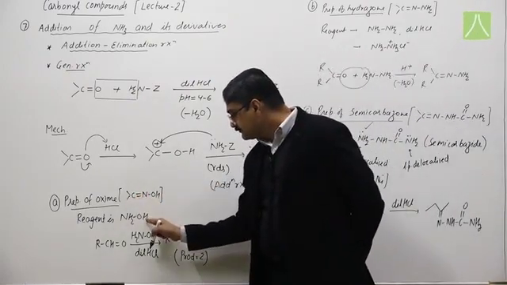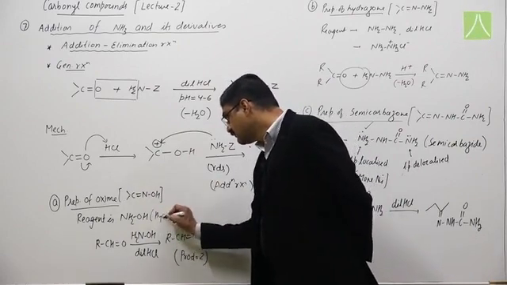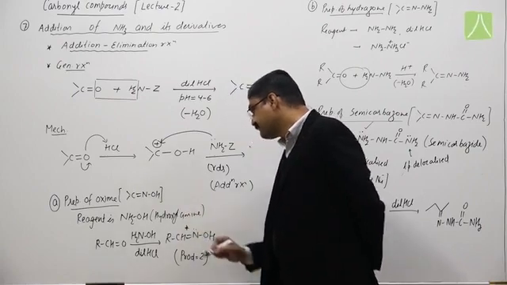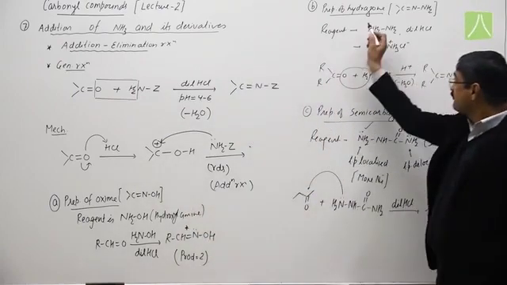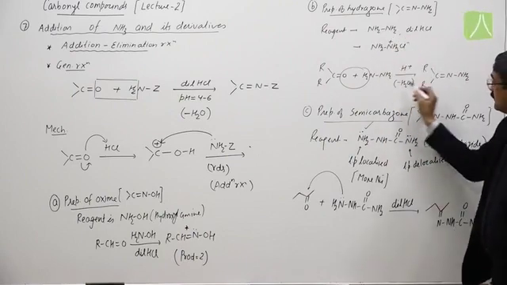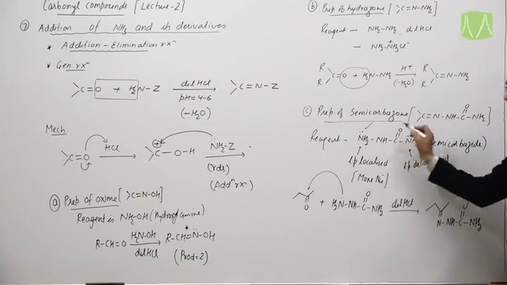First is oxime prepared by hydroxylamine. It is known as hydroxylamine. You should learn the reagents. Second, preparation of hydrazone. So the reagent is hydrazine. On using hydrazine, hydrazone is formed. Next is preparation of semicarbazone. The structure is like this. So semicarbazide is used.